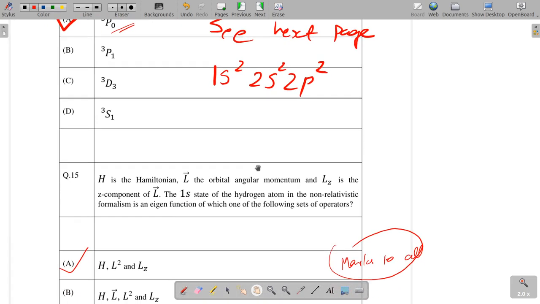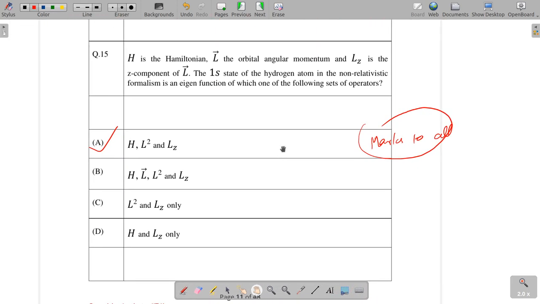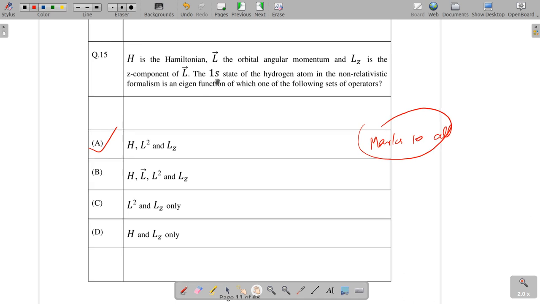Okay, so moving on to the next problem. H is the Hamiltonian, L is the total orbital angular momentum, and Lz is the Z component. So in the usual angular momentum quantum mechanics, we deal with this kind of operators: Hamiltonian, angular momentum, and angular momentum has the total magnitude and the Z component. So here vector L is the total angular momentum. So the 1s state of hydrogen atom in the non-relativistic formalism is an eigenfunction of which of the following sets of operators?